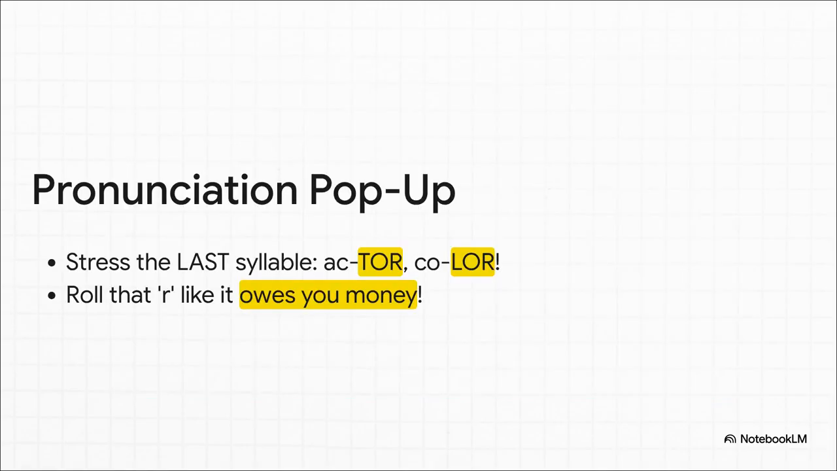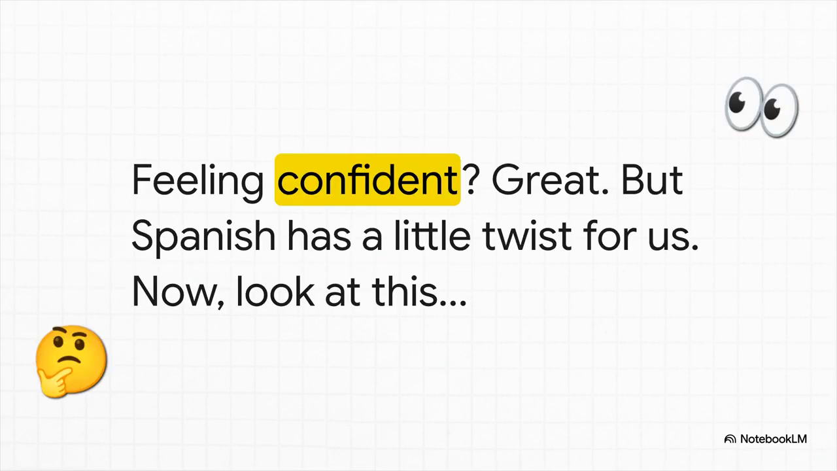Two simple things. First, you got to stress that last syllable. So it's not 'actor' with the stress up front, it's actor. Not 'calor' stressed on the front, but calor. And second, you gotta roll that R. Come on, roll it like it owes you money. You nail those two things and you're golden. All right, you're probably feeling pretty good right now, huh? As you should. You've just added a whole bunch of words to your arsenal.